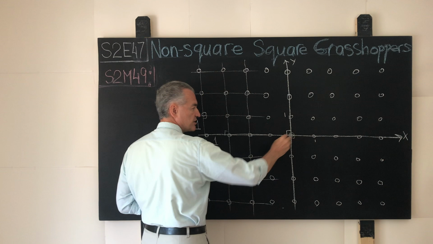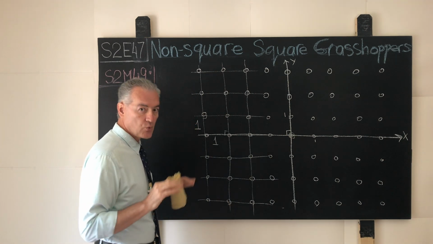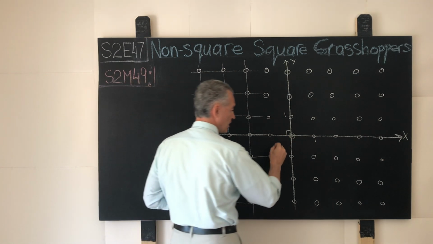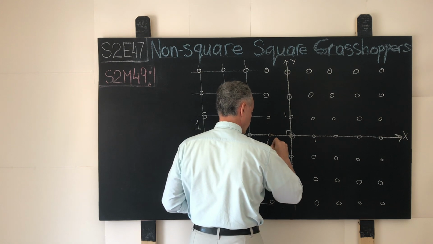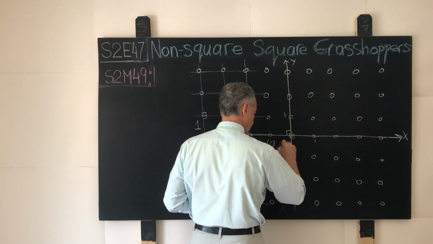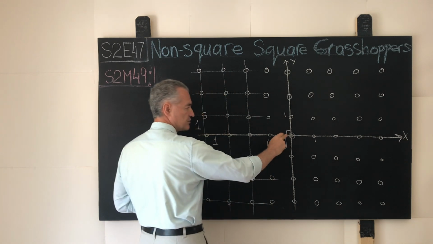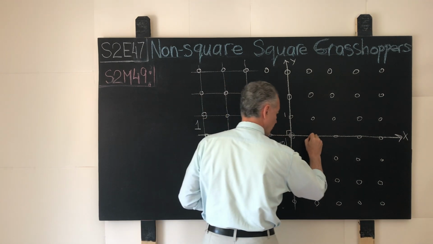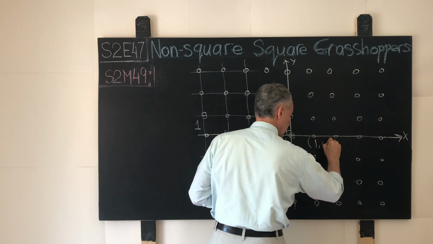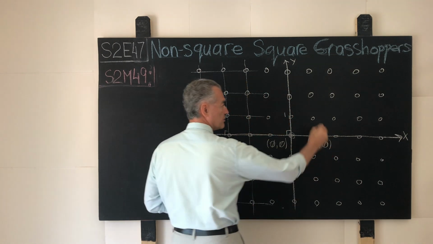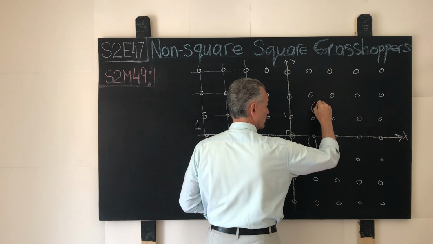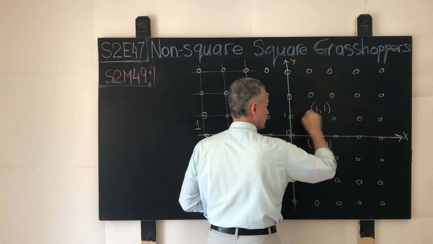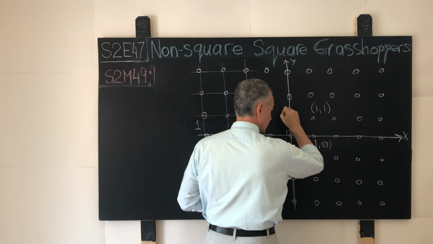Our grasshopper that sits in the logically lower left corner becomes the grasshopper that finds itself in the point with the coordinates 0, 0. You see? 0, 0, this guy. What is the coordinate of this guy? The coordinate of this guy is 1, 0. You see? And the coordinate of this guy is what? 1, 1. This guy is free. There is nobody here. Let's put it this way.